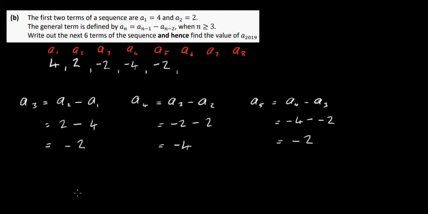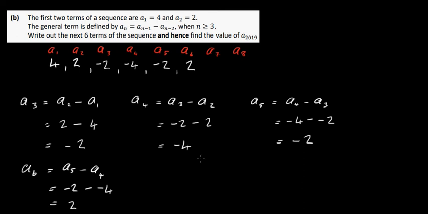Let's keep going. Let's do A6. We've got to do the first 6. So A6 is A5 minus A4. So A5 is minus 2. A4 is minus 4. So it's minus 4 here. So that'll give me minus 2 plus 4, which is 2. So A6 is 2.